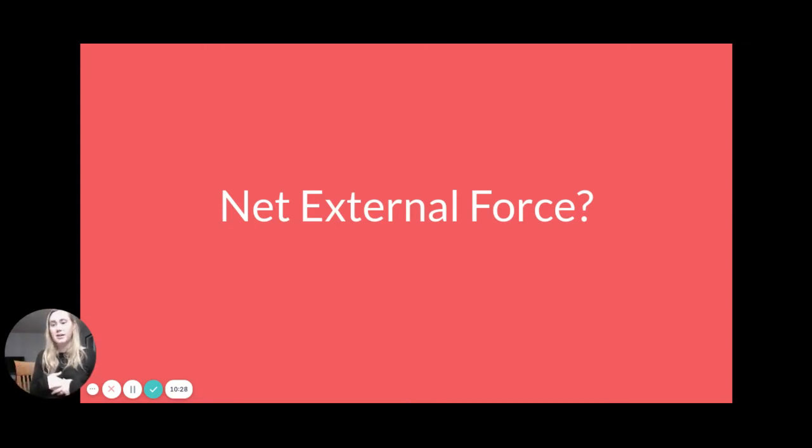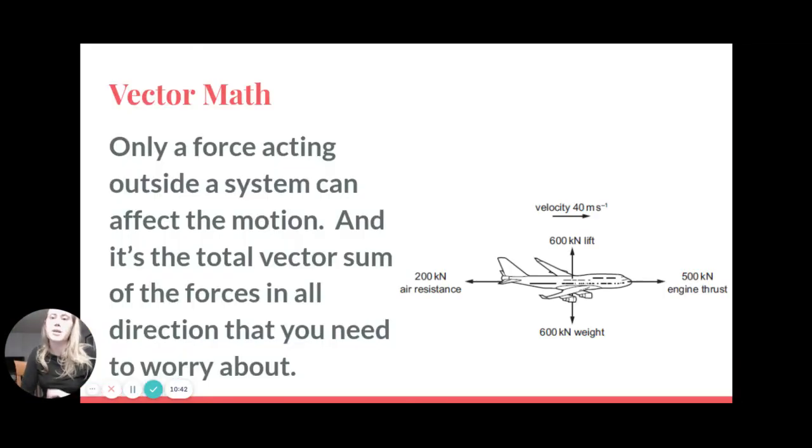Now, if all of a sudden someone were to come and push me, I would, of course, move because that's something outside of my system. And so we're going to spend a lot of time figuring out what's inside the system and what's outside or external to the object. And so net also is an important thing. Since only the forces acting outside of it can affect it, it's only the sum of all of those things added up in their directions that you need to worry about.